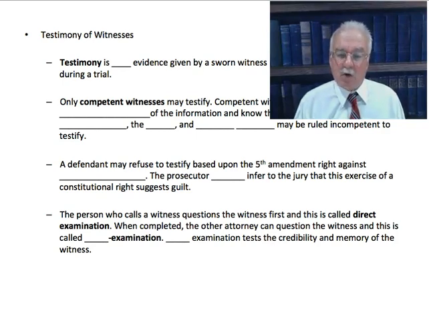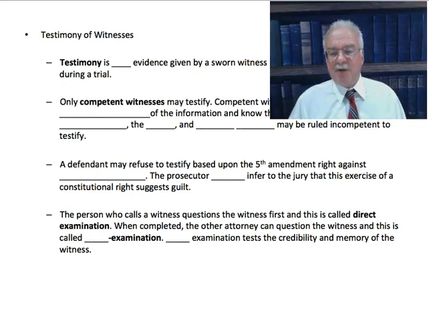Now, testimony is oral evidence given by a sworn witness during a trial. And only competent witnesses may testify. And competent witnesses are those that have personal knowledge of the information and know that they must tell the truth. Mentally incompetent people, insane people, and small children may be ruled incompetent to testify, either because of their mental disability or the lack of age and reason. And we're usually referring to children like under the age of 7.